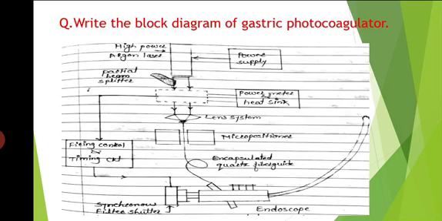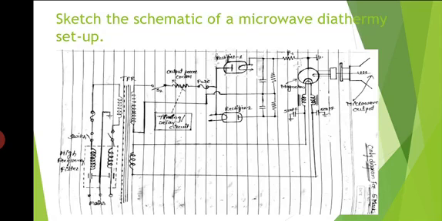This is the block diagram of a gastric photocoagulator. This diagram you are getting for 5 marks. Only the diagram you should draw here. This is also the diagram of a microwave diathermy setup. This diagram also you are getting for 5 marks. Only a sketch you should draw here.